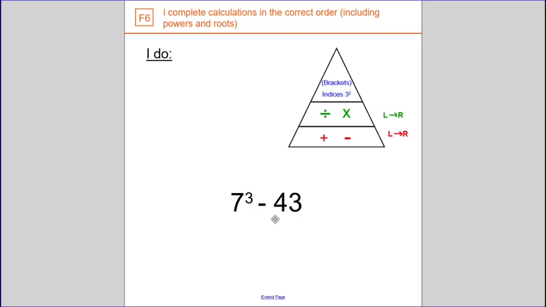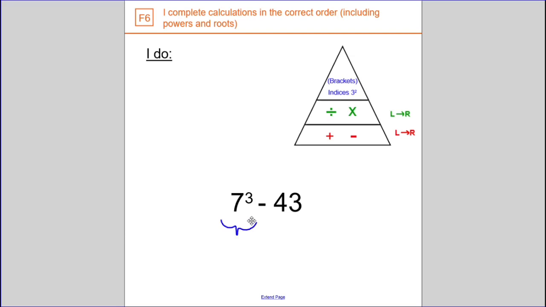Another question, we've got indices and a subtraction. We're going to do the indices first. So we need to do 7 cubed first, which means 7 times 7 times 7. That gives us 343. Then we need to bring the rest of it down. 343 subtract 43 gives us 300.